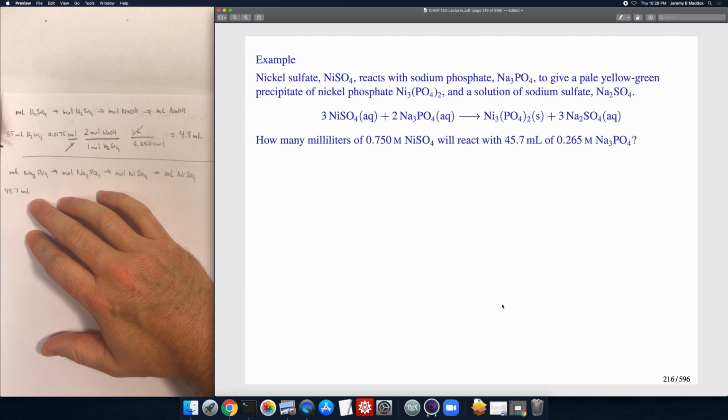we are going to multiply by the molarity of the sodium phosphate.